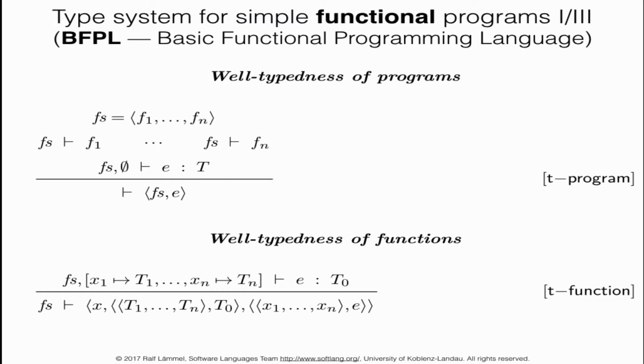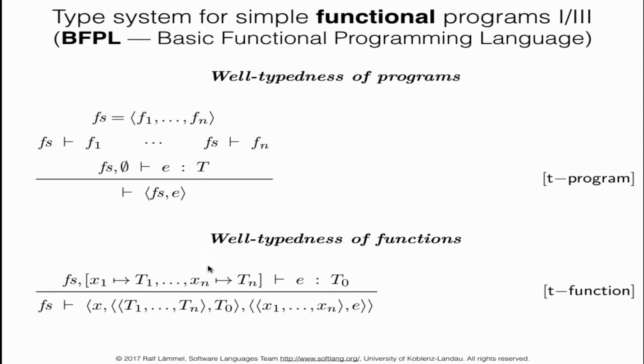Okay, so let's also look at a type system for simple functional programs. So here the assumption is that the functional program consists of many function definitions fs, and there's a main expression e. So what we do is, we take apart the list of function definitions and we check well-typedness of each function f1 up to fn. And then we also check that the main expression is of some type t.